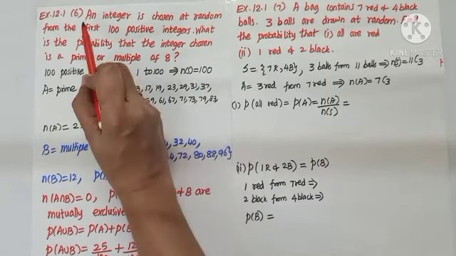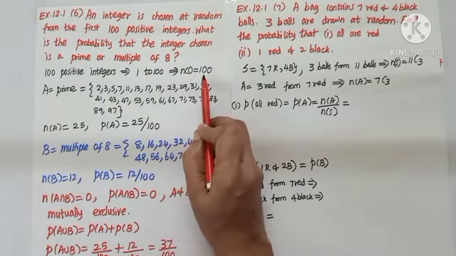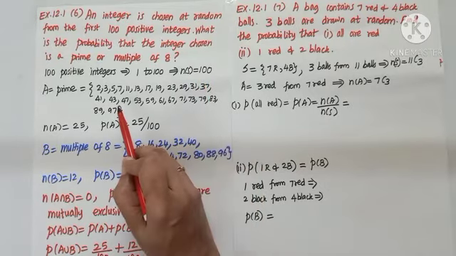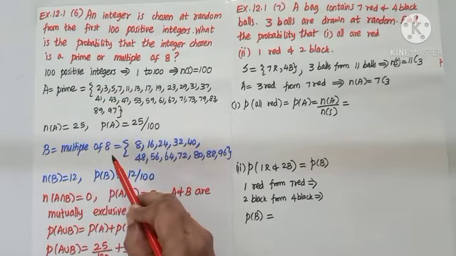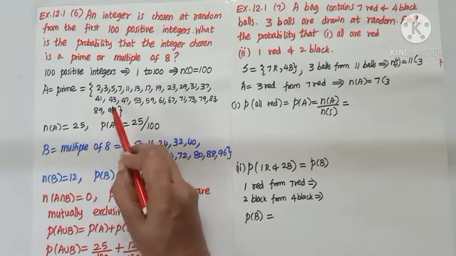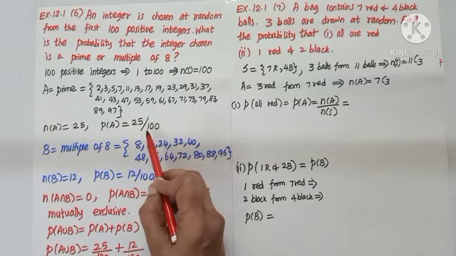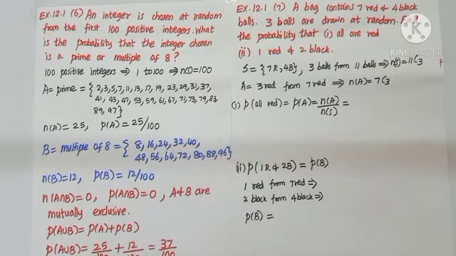Why? Because we are choosing an integer. That is, one integer is chosen. So N of S is 100. We list out A to be the event of getting a prime number. What are the prime numbers from 1 to 100? We have listed, there are 25 such numbers. It is 25 out of 100.